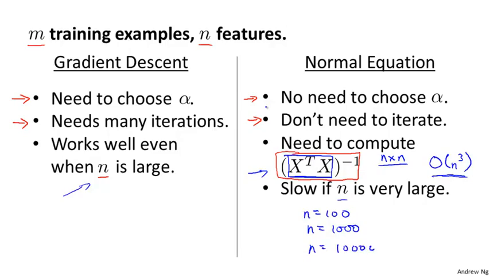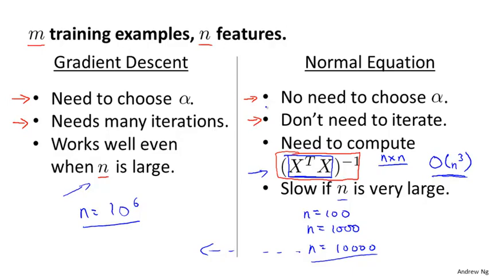If n is 10,000, then I might start to wonder. Inverting a 10,000 by 10,000 matrix starts to get kind of slow, and I might start to lean in the direction of gradient descent, but maybe not quite. With n equals 10,000, you can sort of invert a 10,000 by 10,000 matrix. But if it gets much bigger than that, then I would probably use gradient descent. So if n equals 10 to the 6, if you have a million features, then inverting a million by million matrix is going to be very expensive, and I would definitely favor gradient descent if you have that many features.